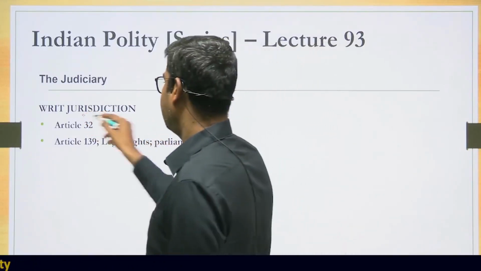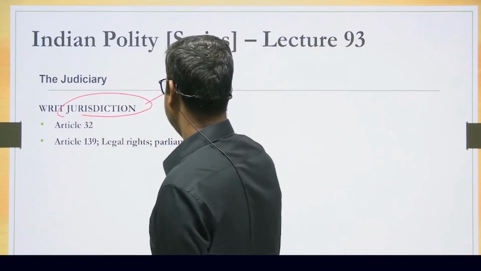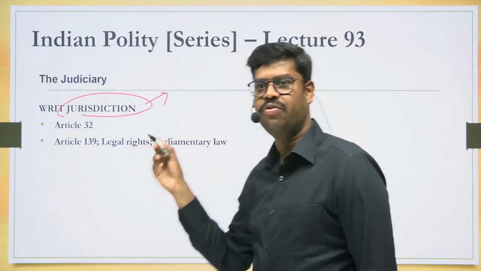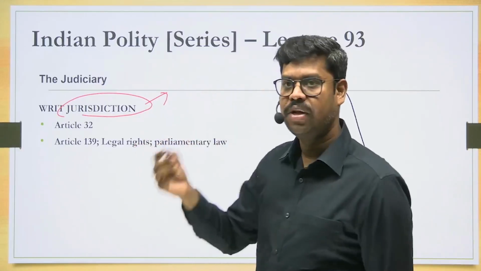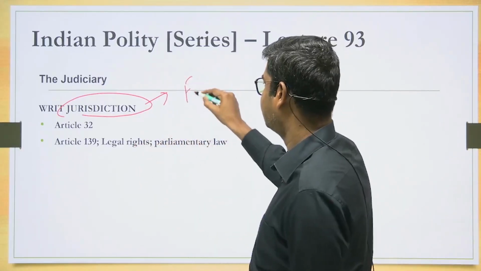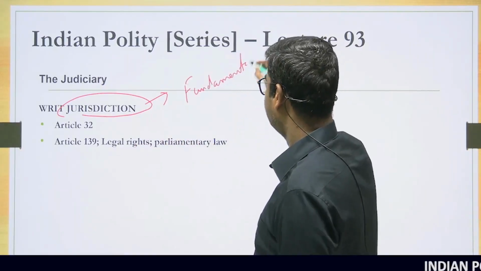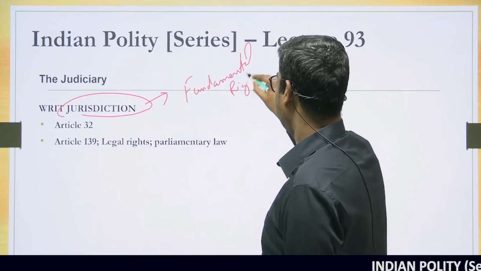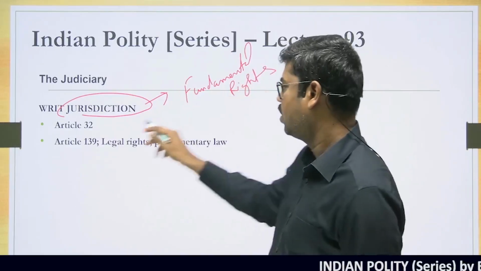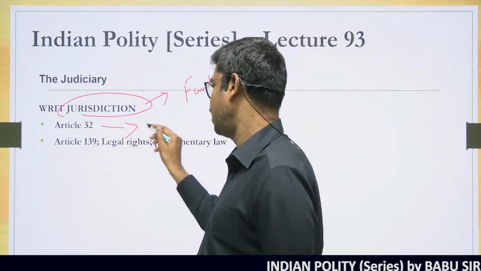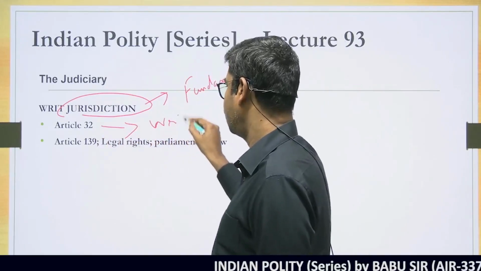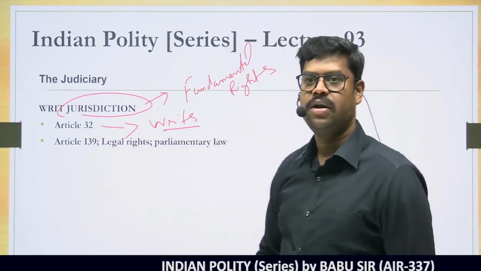So if at all the fundamental rights are violated, then the citizens can approach the Supreme Court of India directly. But what shall be the nature of cases? The nature of cases is violation of the fundamental rights. And when the fundamental rights are violated, the affected individuals can approach the Supreme Court, and the Supreme Court can issue writs under Article 32 of the Constitution to protect the fundamental rights.